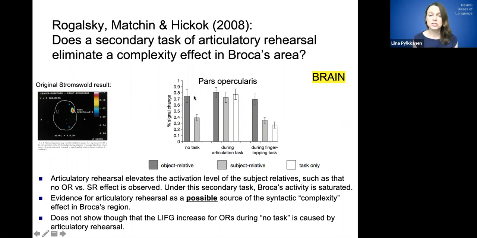It doesn't show it conclusively, because it could be the case that the activity that we see in the no task case is actually qualitatively different. Like basically, the idea would be that there's really two different mechanisms in Broca's area. One of them is the syntactic one, and then there's also this production-related activity. And so that's sort of a logical possibility. But the study is interesting because it attempts to link this seemingly disconnected syntactic role of Broca's to the sort of original production hypothesis.